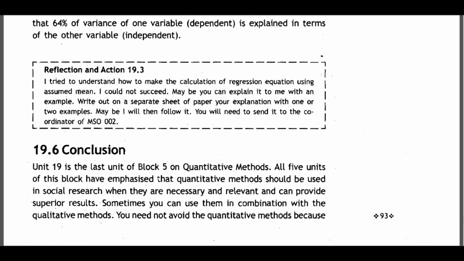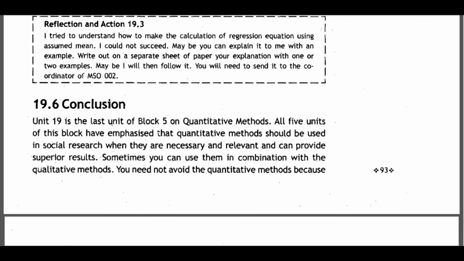So the reflection and action in 19.3: I tried to understand how to make the calculation of the regression equation using assumed mean. I could not succeed. Maybe you can explain it to me with an example. Write out on a separate sheet of paper your explanation with one or two examples. Maybe I will then follow it. You will need to send it to the coordinator, MSO 002. So this is the reflection and action.